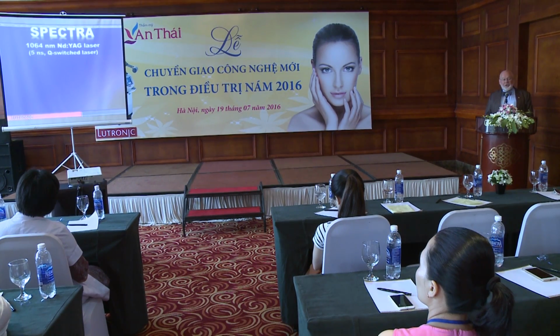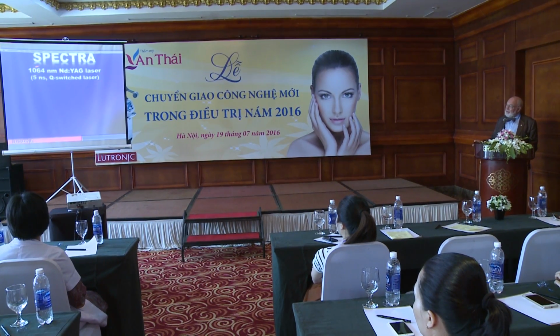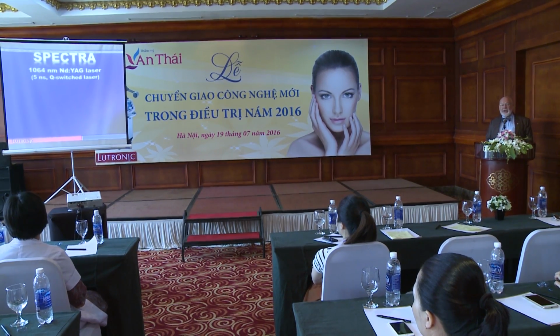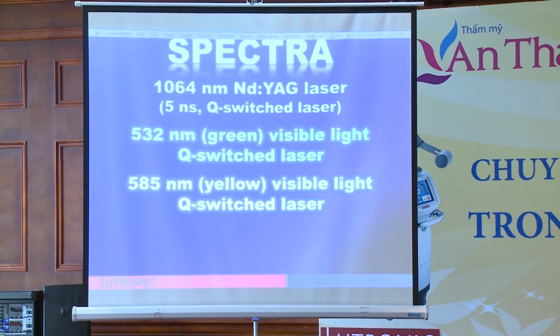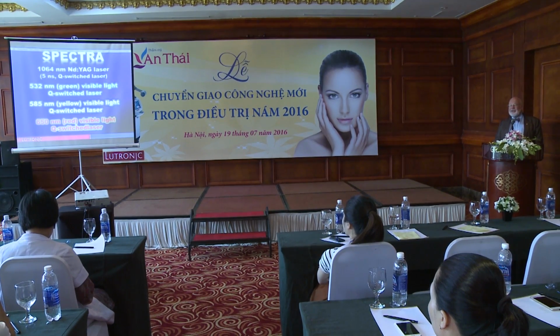Spectra is a very interesting laser. When we talk about a laser, we talk about the wavelength, or the color of the light. And the main wavelength for spectra is at 1064 nanometers, which is infrared. We can't see it with the human eye. But we also have 532 nanometers, which is visible green light. We have 585 nanometers, which is visible yellow light. We have 650 nanometers, which is visible red light.